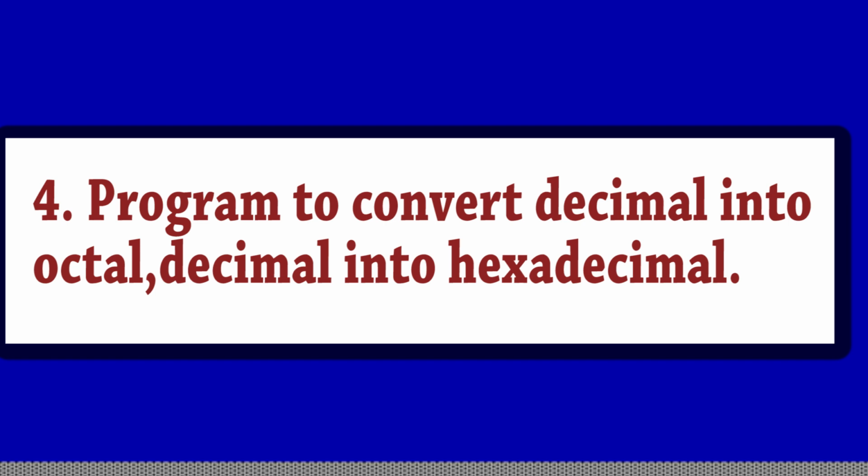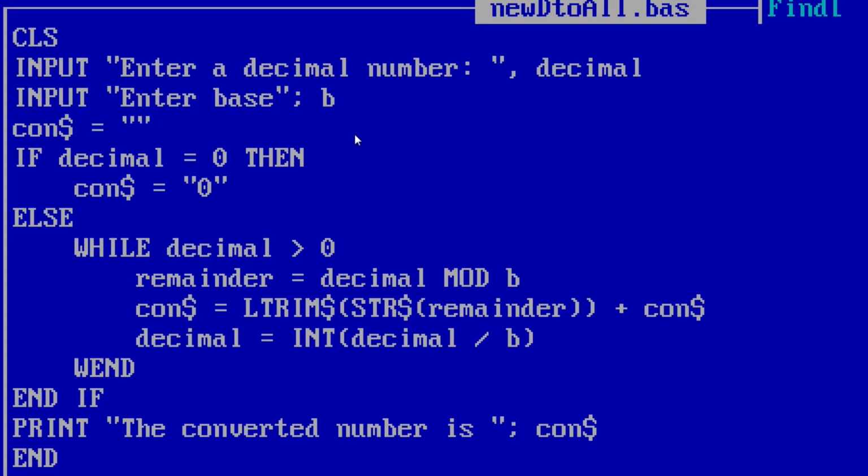Question 4 is a program to convert decimal into octal, decimal into hexadecimal. In this case also we cannot convert values of hexadecimal like A, B, C, D, E, F. This program is also the same as the previous program, only we have to input the base, what is the base, and according to that it converts decimal into octal, decimal into hexadecimal. I am leaving the explanation part of this program for you. If there is any confusion in any program, then you can comment, I will solve your problem.